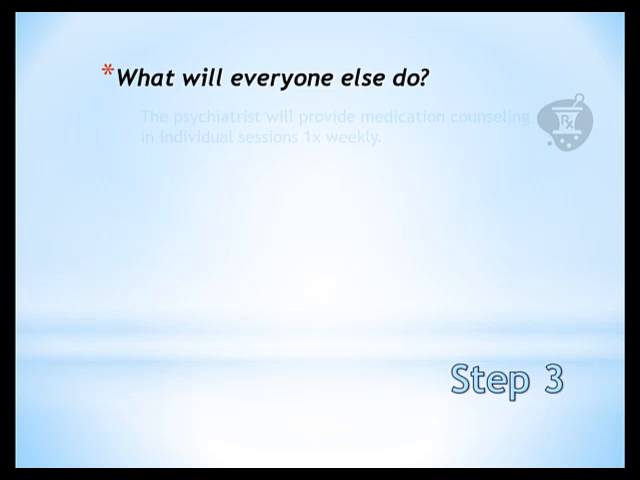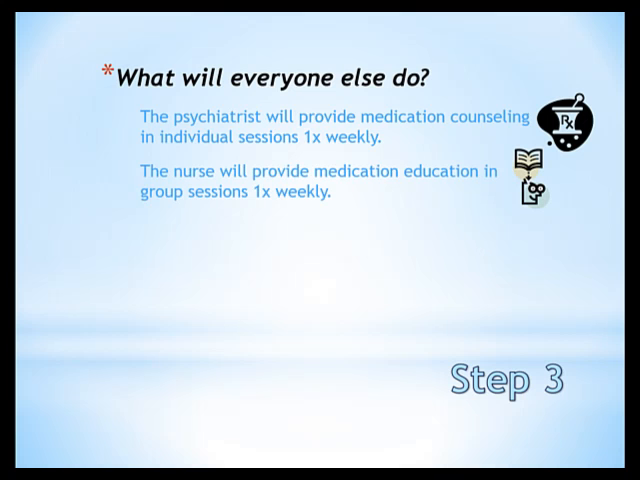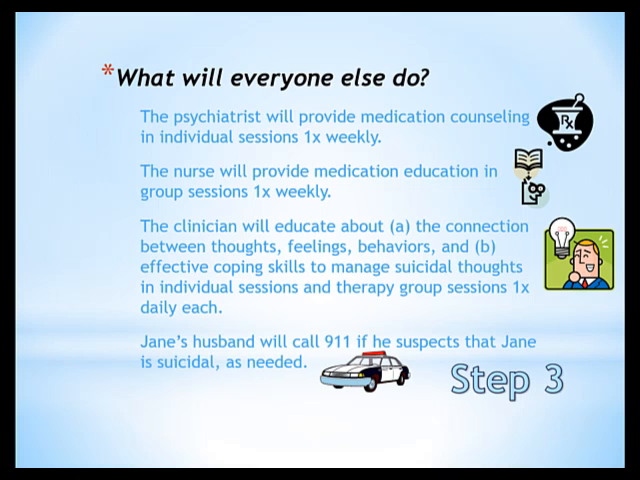Here are examples. The psychiatrist will provide medication counseling in individual sessions 1 time a week. The nurse will provide medication education in group sessions 1 time a week. The clinician will educate about A, the connection between thoughts, feelings, and behaviors, and B, effective coping skills to manage suicidal thoughts in individual sessions and therapy group sessions 1 time daily each. Jane's husband will call 911 if he suspects that Jane is suicidal as needed. Repeat treatment planning steps 2 and 3 if there is a second problem to address.